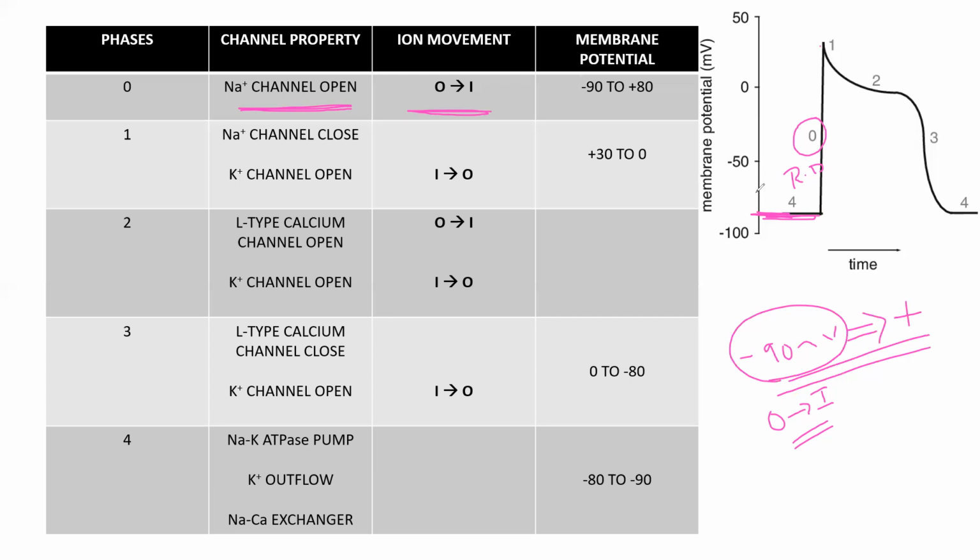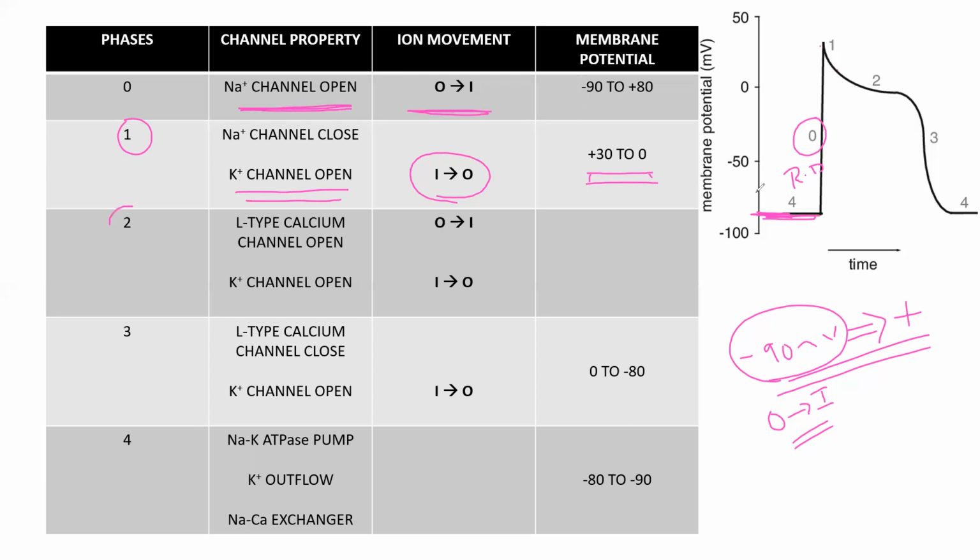And the next is phase 1. In phase 1, sodium channels are closed, and here potassium channels are open. What happens if potassium channels open? The ion movement is from inside to outside. Inside there is a positive charge, so if positive ions leave from inside, the positive charge decreases. It may come to 0, it may even go negative. The ultimate thing is that it is getting decreased. So that is phase 1.